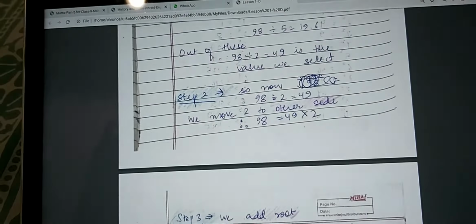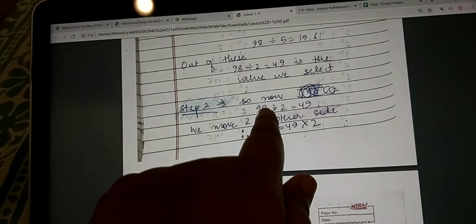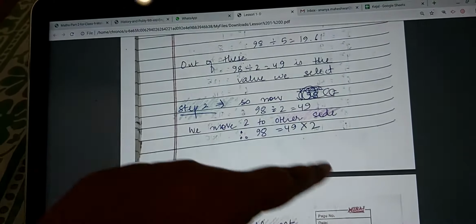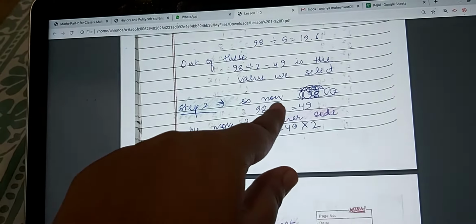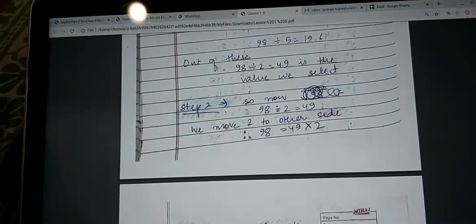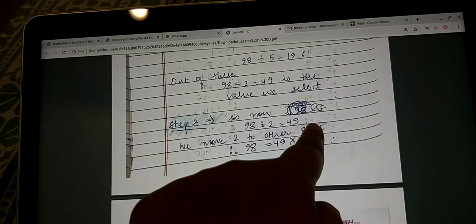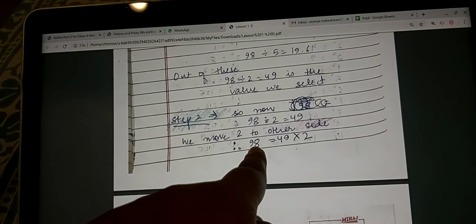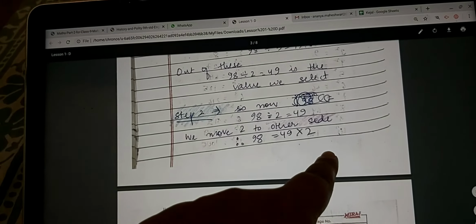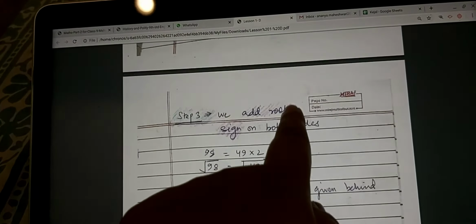Now, step 2. We move 2 to the other side. 98 divided by 2 is equal to 49. This is my equation. What I will do is move this 2 here. When I move it from the left side to the right side, if this is a divide, we know obviously it becomes a multiply. So now my answer becomes 98 is equal to 49 multiplied by 2. Okay, 98 is equal to 49 into 2.